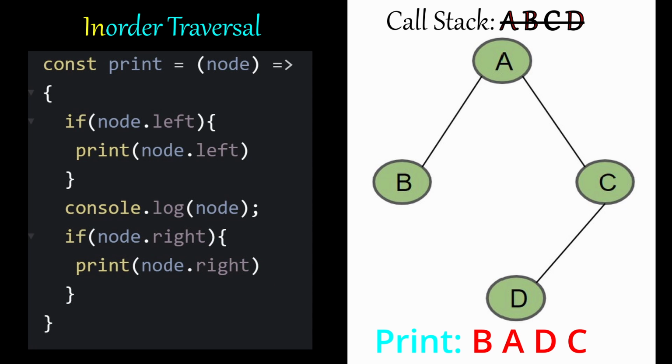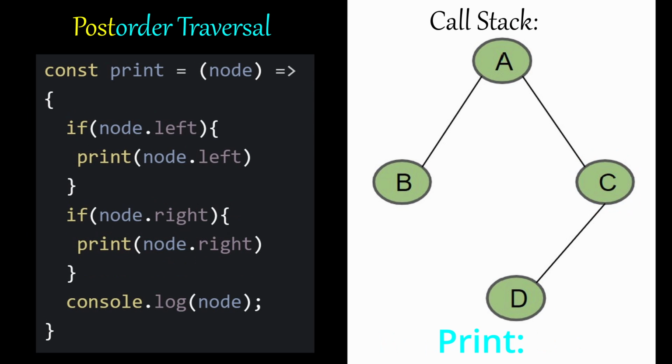Now, notice how the Inorder traversal printed the nodes. It started with printing out node B, which is the left child of the root node, and then it printed the root node, and then it printed the left child of node C, which is node D, and finally node C. So now let's look at how Postorder traversal will print the nodes of the same tree.